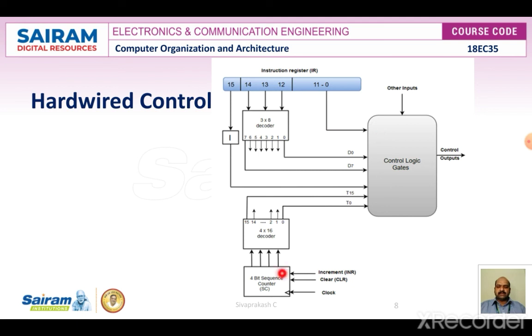The sequence counter, the 4-bit sequence counter, can count in binary from 0 to 15, that is, 0000 to 1111. In such a way it does its operation.